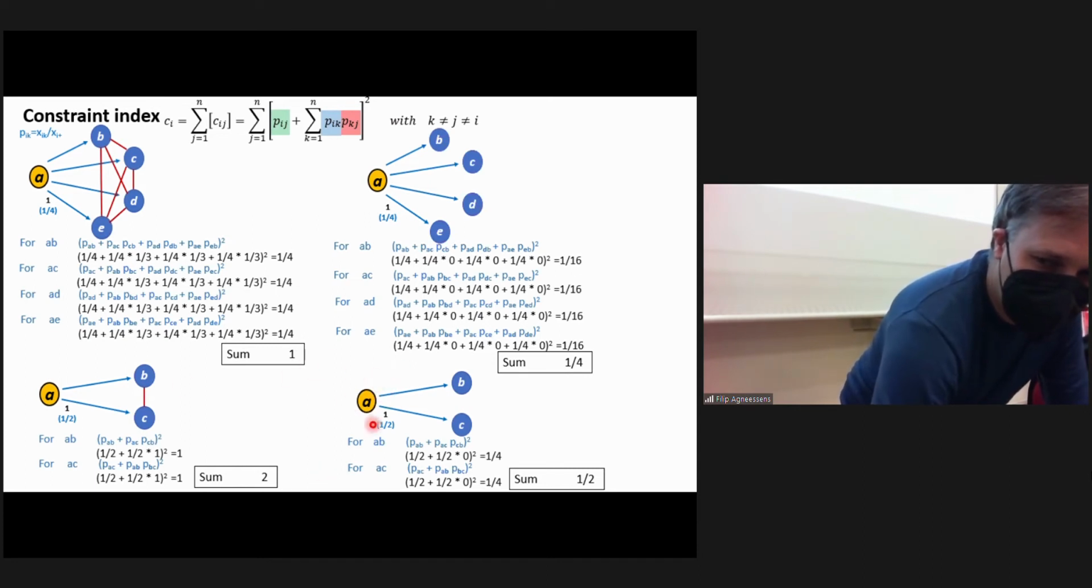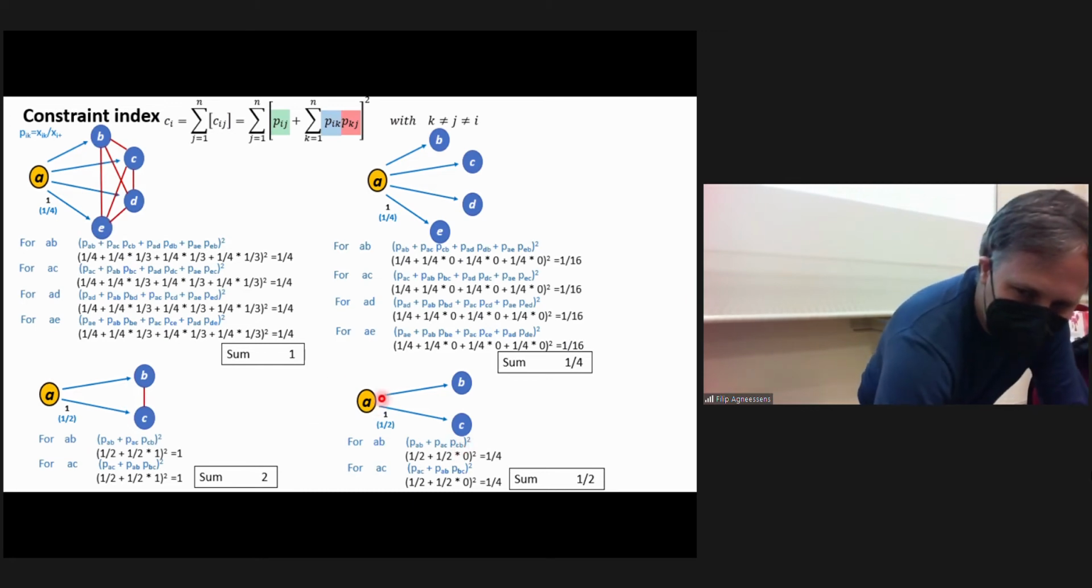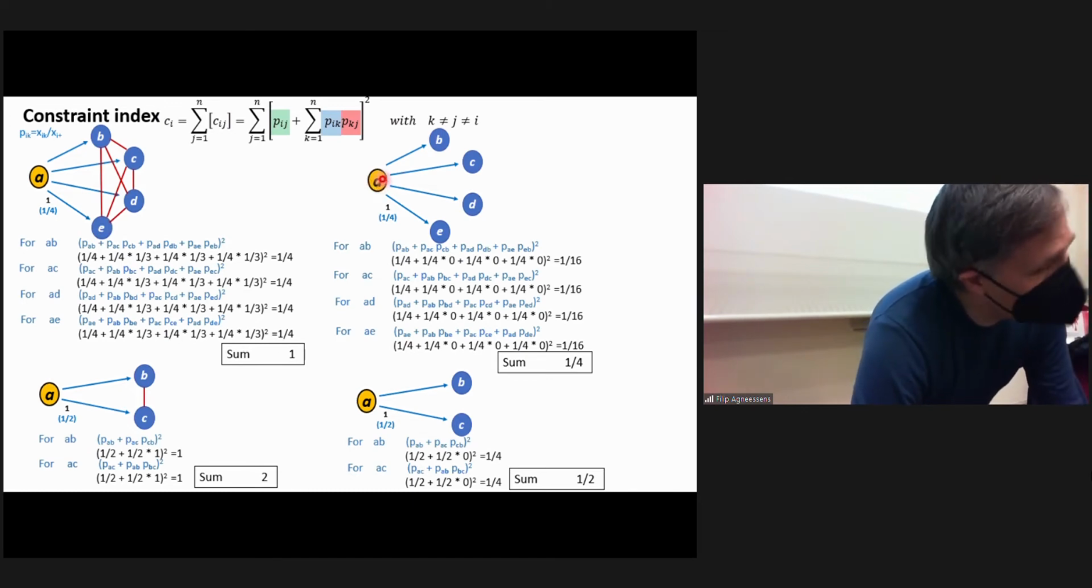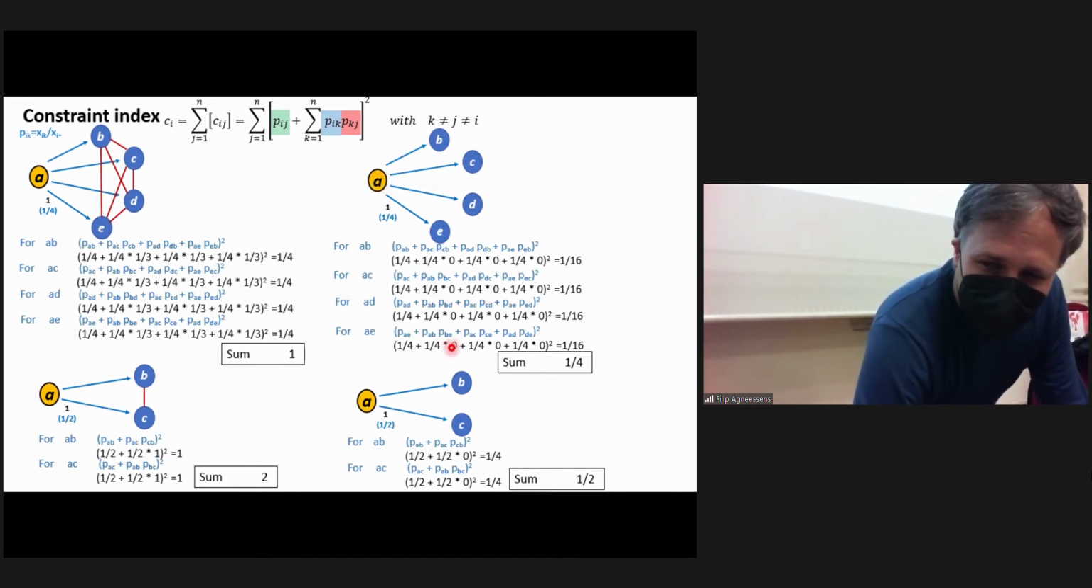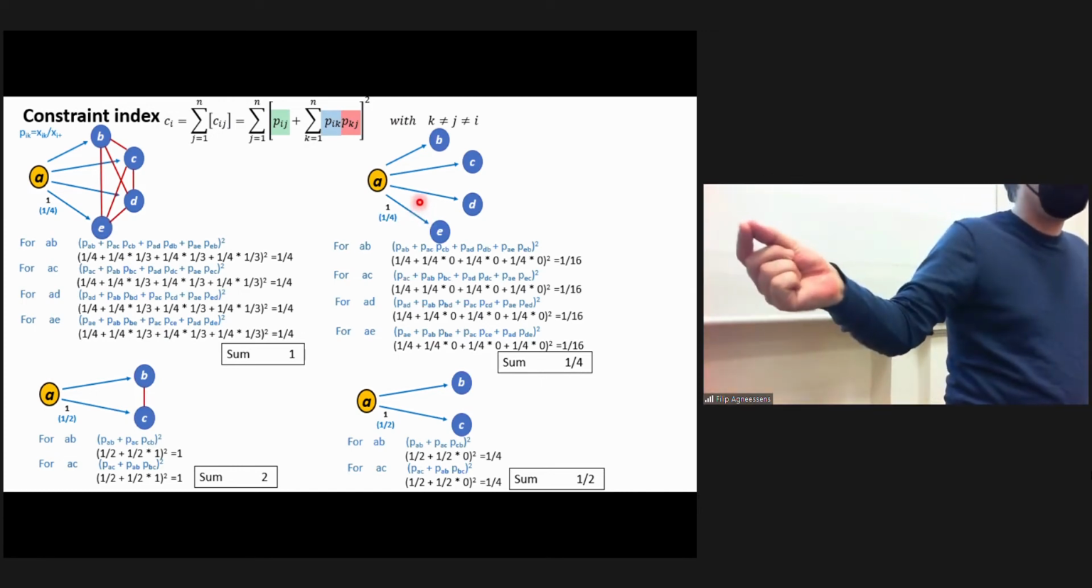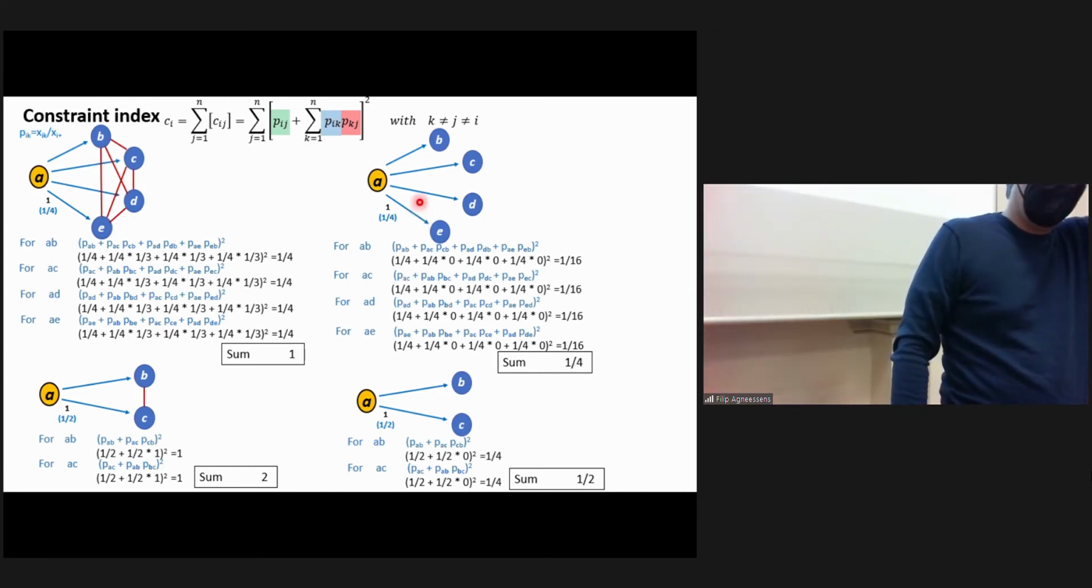This is also good, but notice this is only a value of 0.25, sorry, this is 0.5. So here you're less constrained. And the lowest, I think the lowest you can get is 0. That's when basically you're connected with a lot of people who are not connected with each other. And then you get higher and higher as you're more constrained.